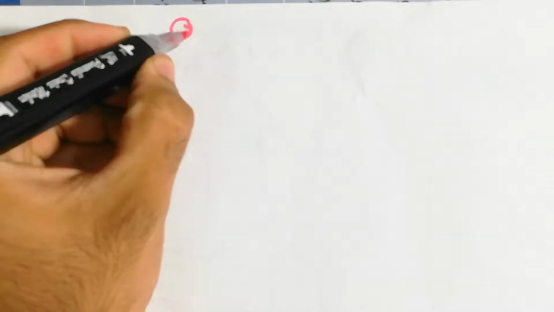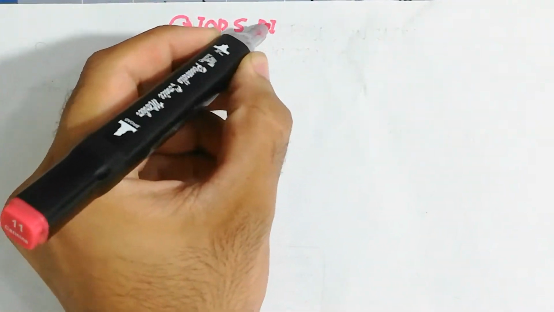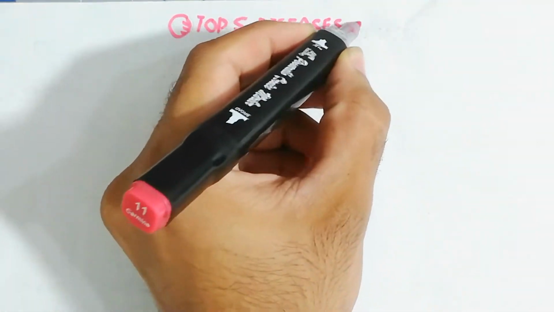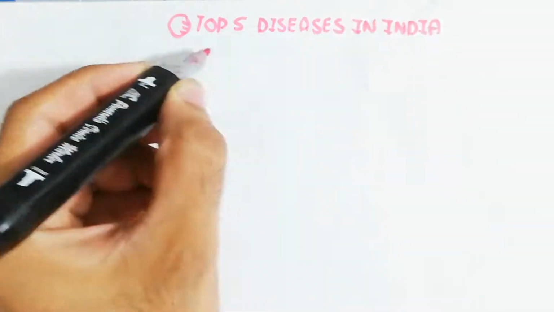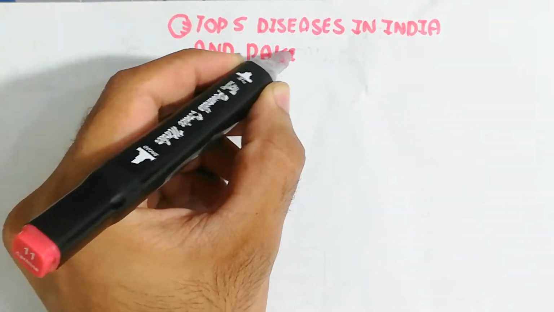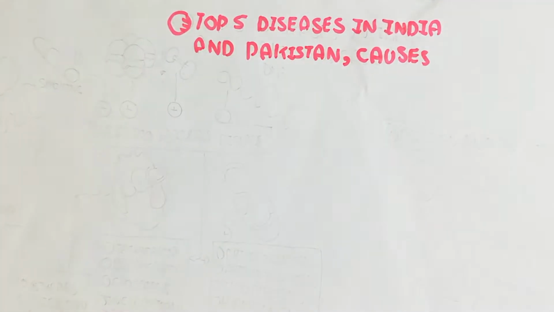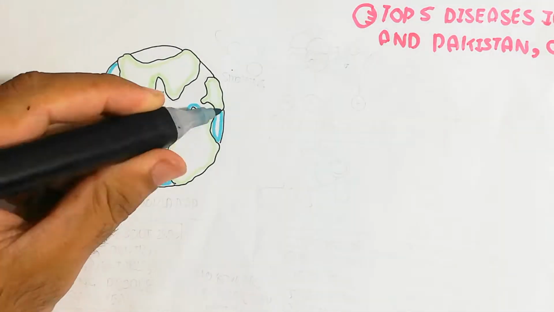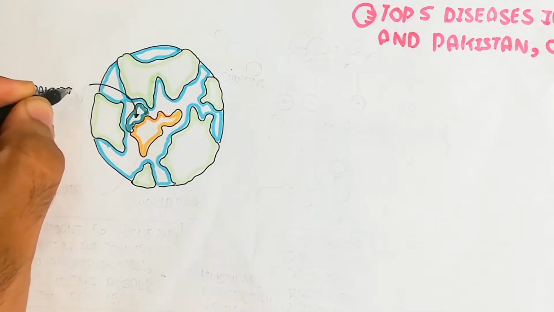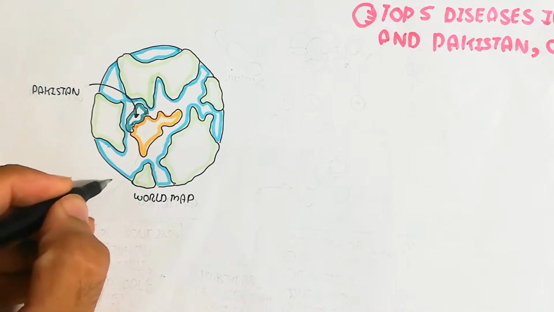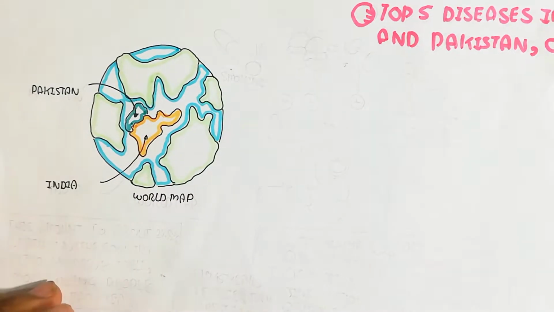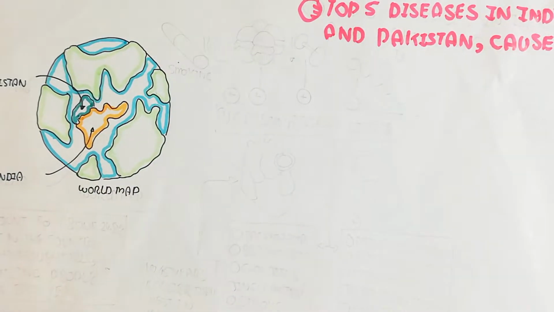Hello, in this video we will discuss the top five diseases in India and Pakistan and their causes. So why India and Pakistan collectively? Because their food and behavior are similar, since both countries are in the same region, although they are separate. So this is the world map, you can understand.